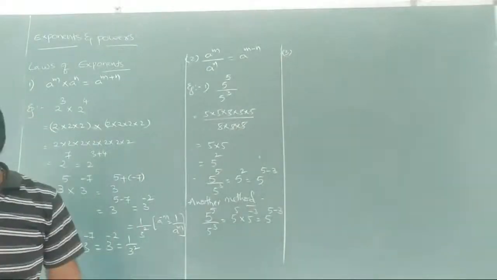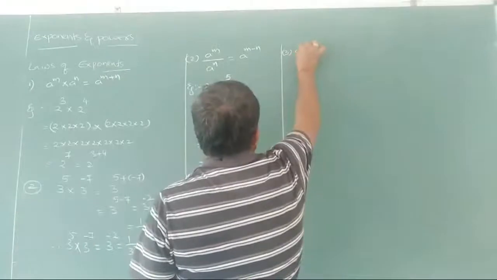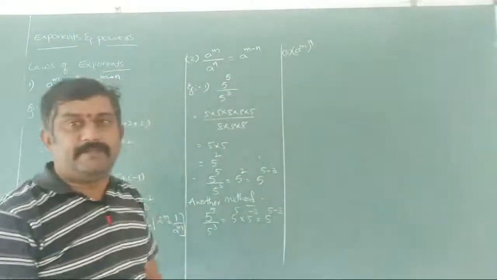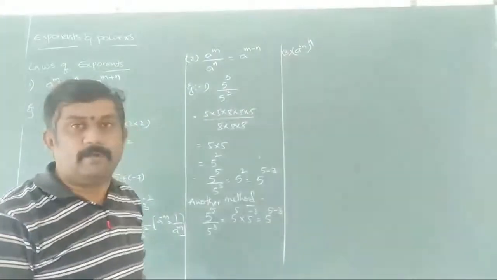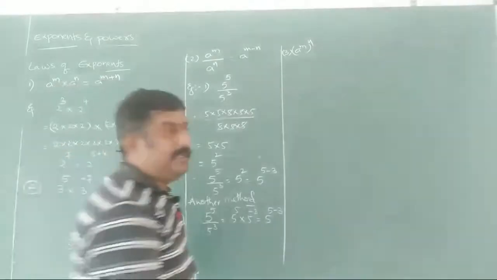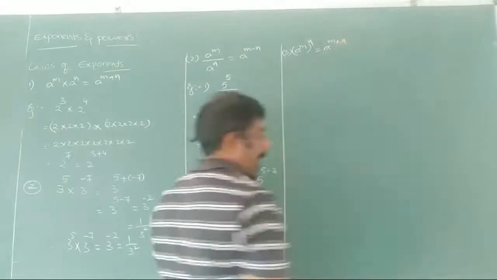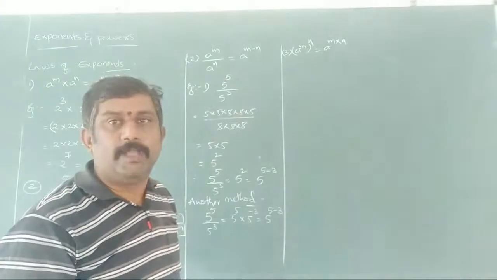Third one. a to the power of m whole to the power of n. How are you going to get here? This can be written as a to the power of m into n.